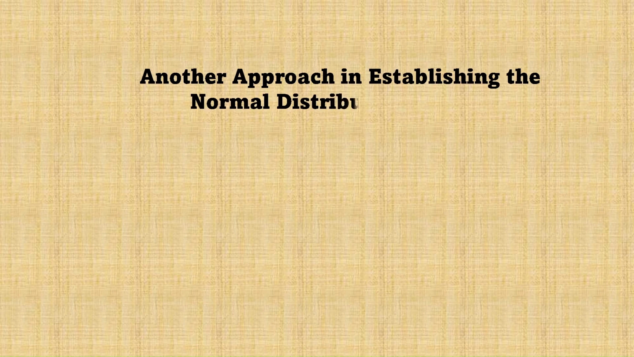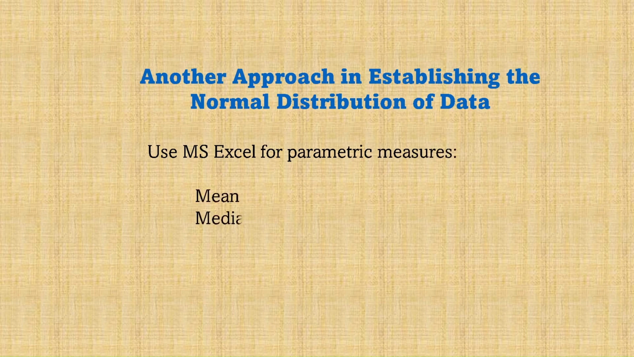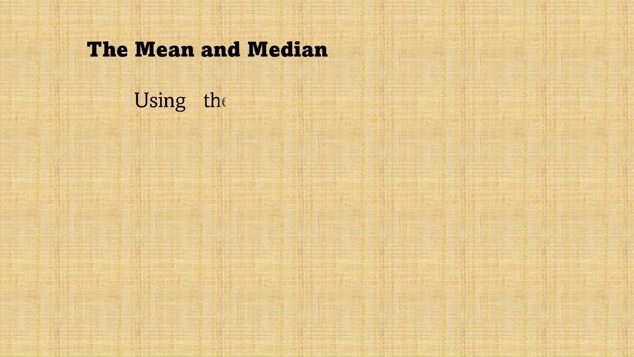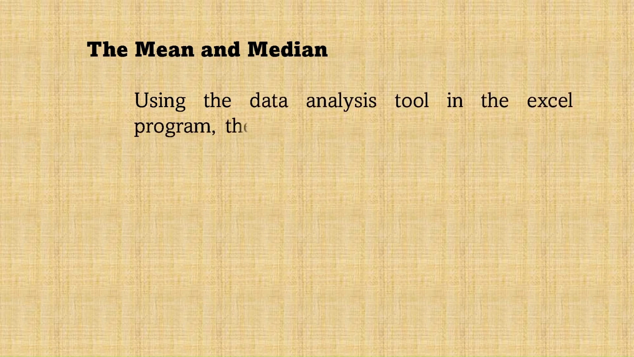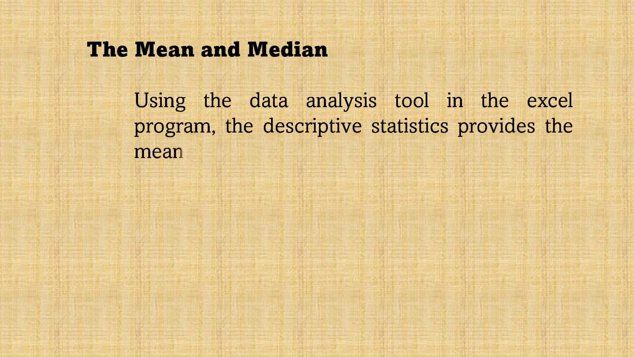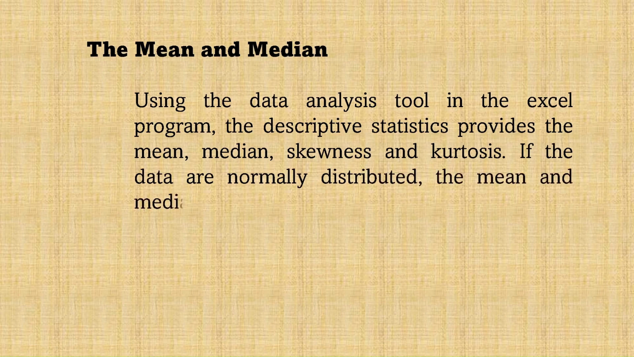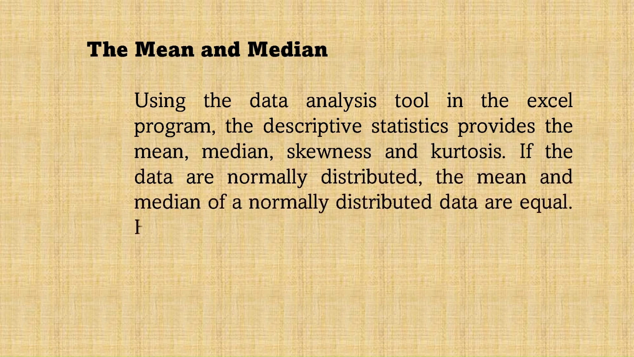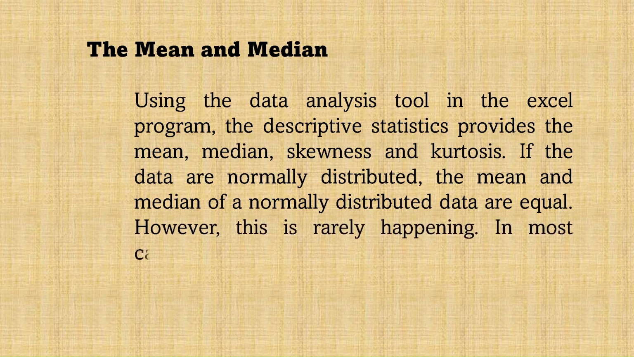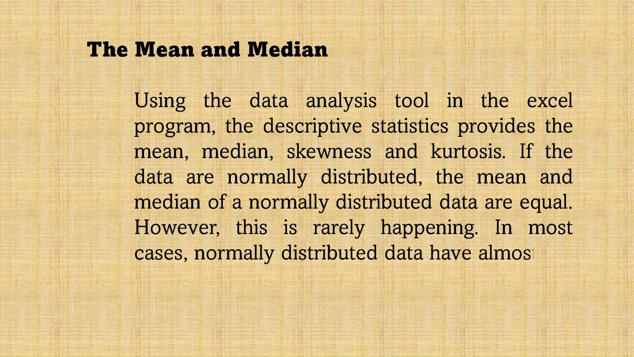Another approach in establishing the normal distribution of data. Use MS Excel for parametric measures. Mean, median, kurtosis, skewness. The mean and median. Using the data analysis tool in the Excel program, the descriptive statistics provides the mean, median, skewness and kurtosis. If the data are normally distributed, the mean and median of a normally distributed data are equal. However, this is rarely happening. In most cases, normally distributed data have almost the same or equal mean and median.